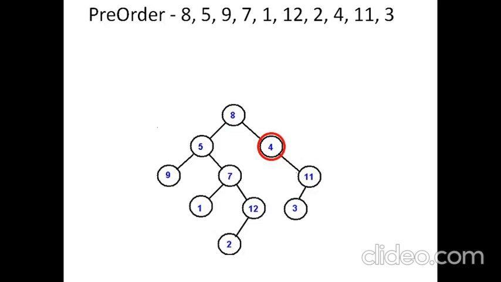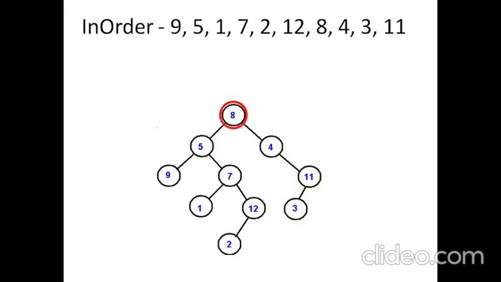go to the right subtree, and don't print 4 immediately because it's in-order traversal. So you have to now go to the right subtree, and 11, 3. So first print 3 and then print 11. That's the idea of in-order traversal.